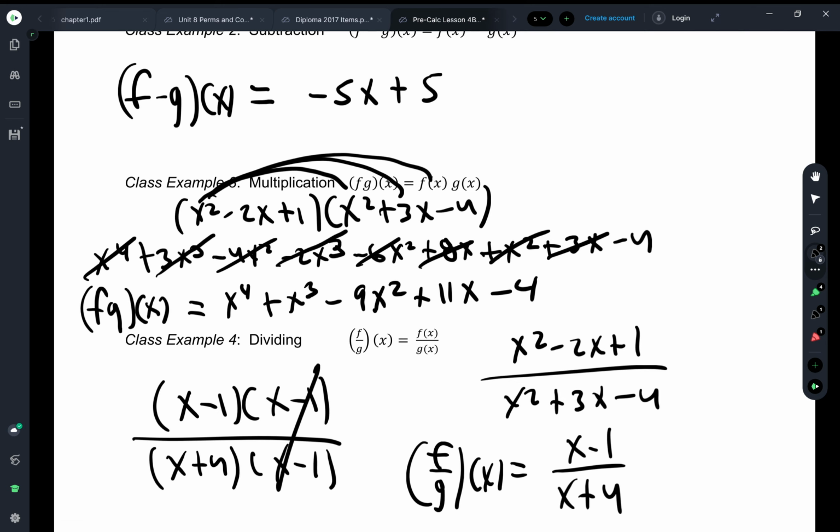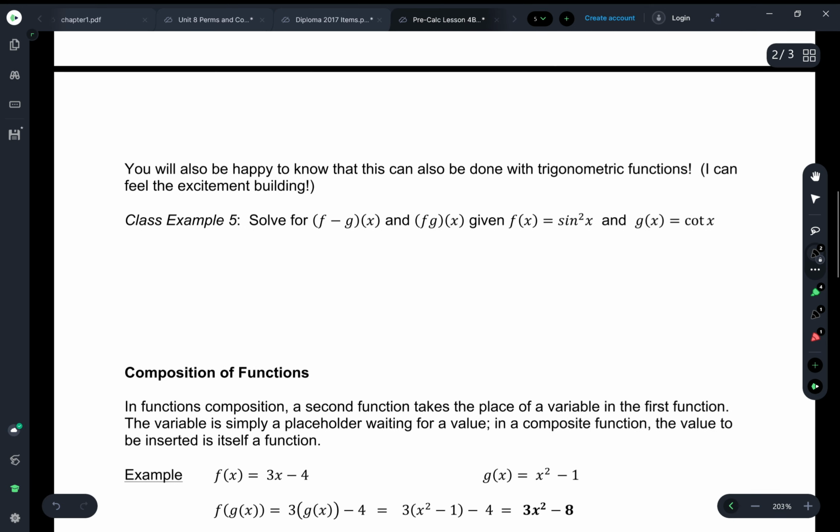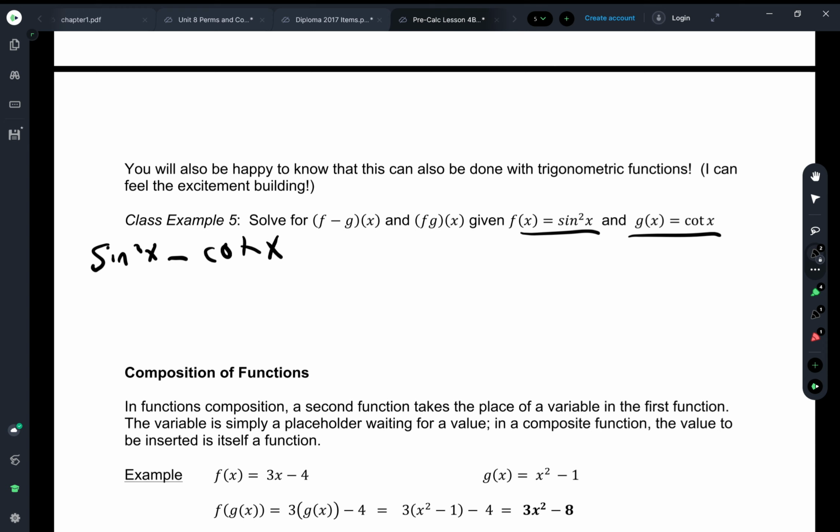All right. So then we have a couple other things here. It can also be done with trig functions. Just remembering your trig stuff can be helpful. For example, if I'm doing f minus g of the trig functions, f of x and g of x, sine squared x and cotangent x. So we have sine squared x, and I'm trying to subtract cotangent x. It's helpful when you're doing trig functions to try to put them as one term or one fraction, so getting a common denominator. Remembering that cotangent is cosine x over sine x.